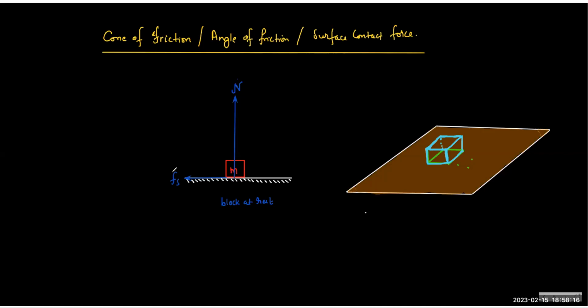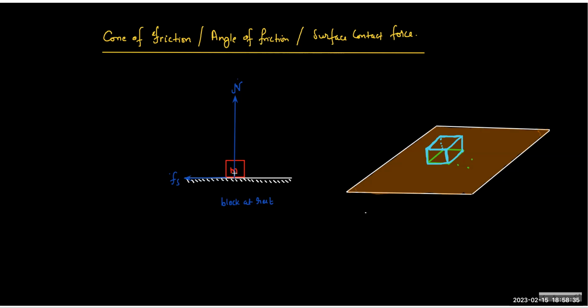So normal and static friction both are part of what? Surface contact force, right? Yes. So what is the net force by the surface? What is the resultant force by the surface?